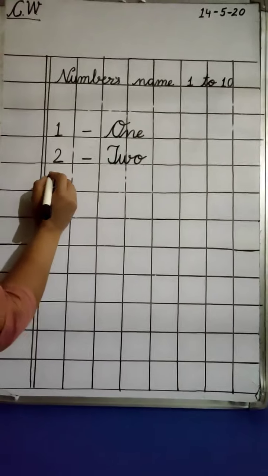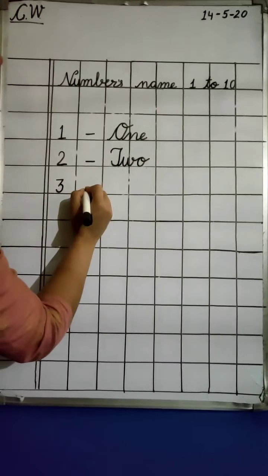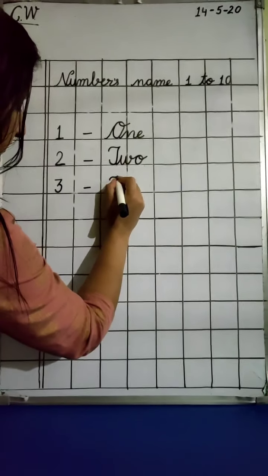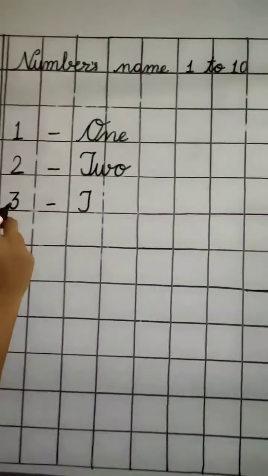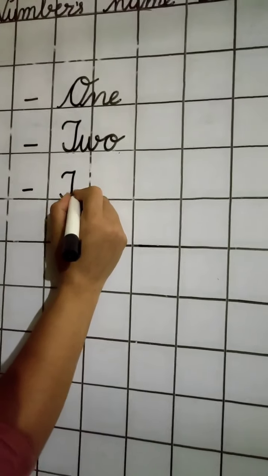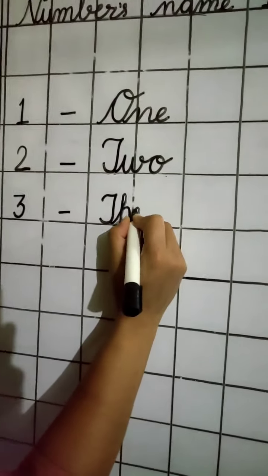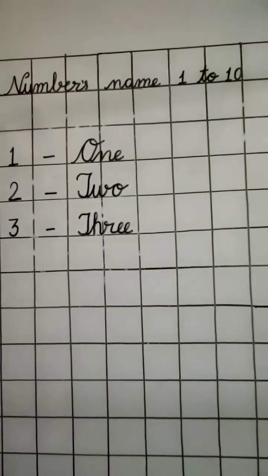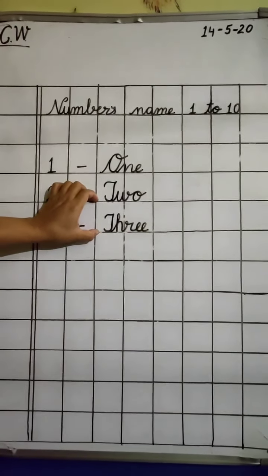Next number 3. And what is the spelling of 3? T H R double E. T capital. First letter you will write capital of numbers name. T, H, R double E, like this, okay? And like this, you are to use the full box, okay?